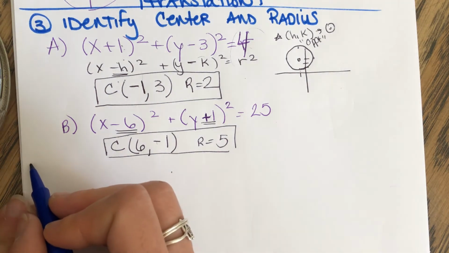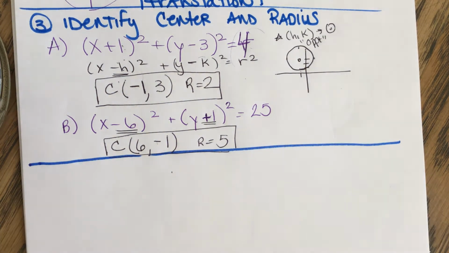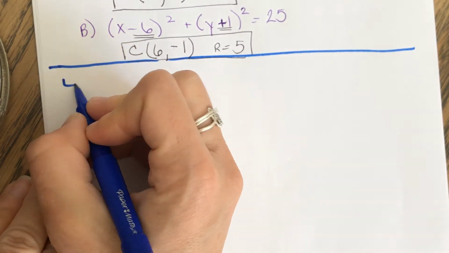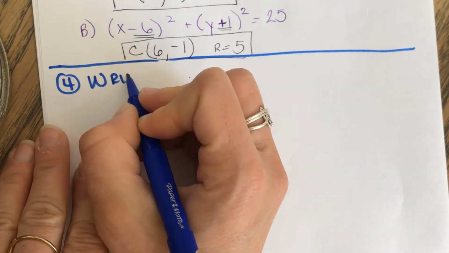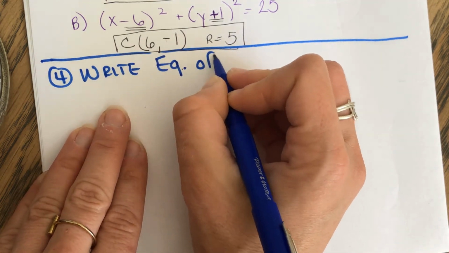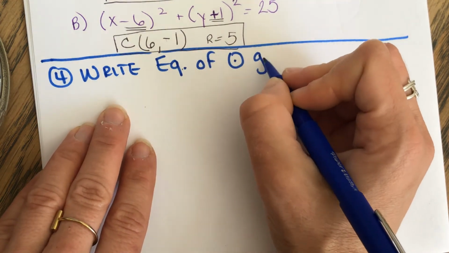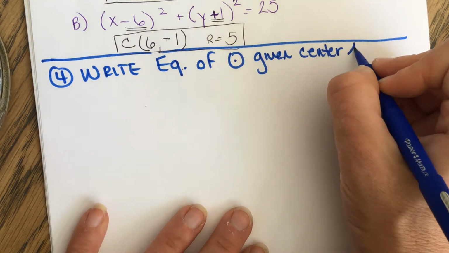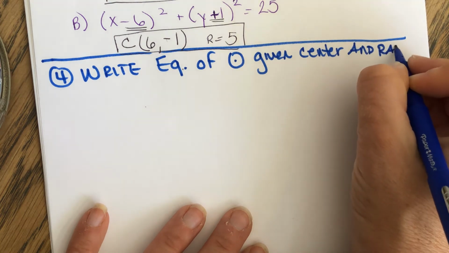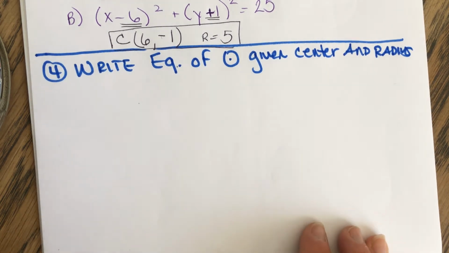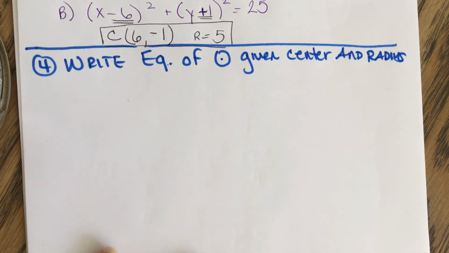Now with the remainder of 4, 5, and 6 questions, we're going to learn to write the equations. All right, okay, we're almost done. So question number 4. I'm going to now ask you, since you understand hopefully a little bit about circles, to write the equation of a circle given the center and radius.